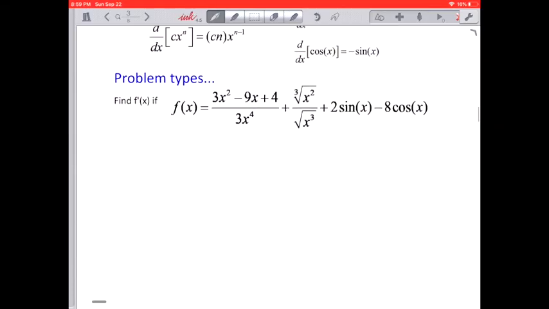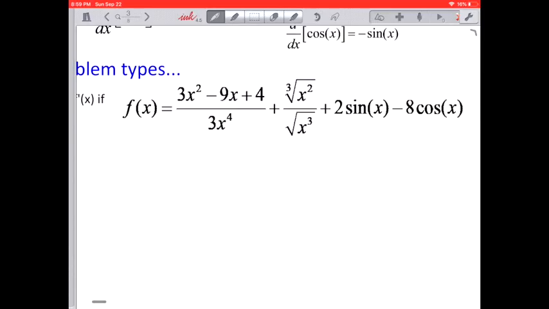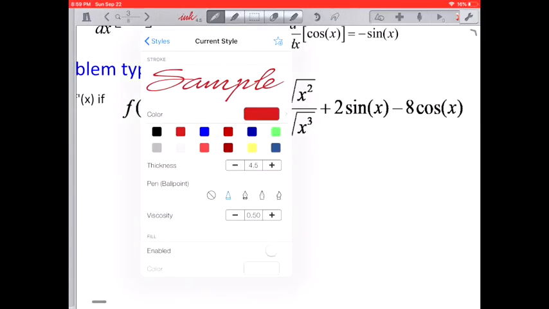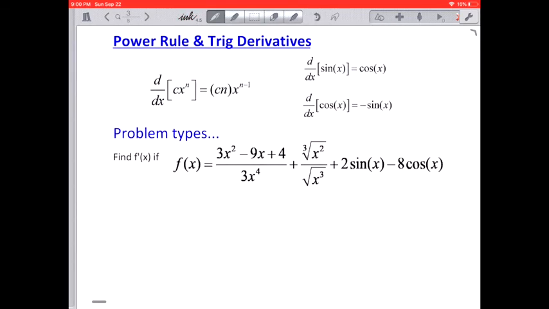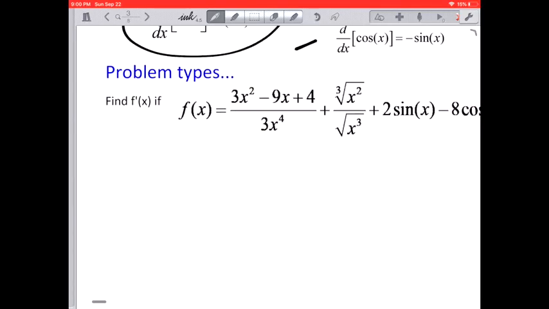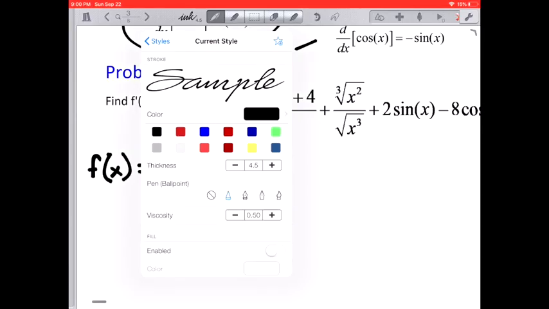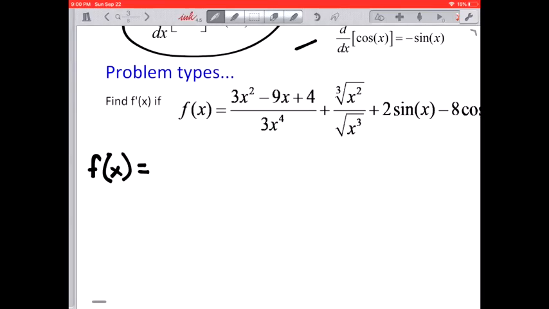Now, this problem is just an ugly mess, but it shows very common things that occur on derivative problems. So the first thing I'm going to do is rewrite this problem in a way that I can apply the power rule and the derivative of sine and cosine. So I'm going to rewrite this as f of x equals. This first part I'm going to rewrite using some basic algebra.